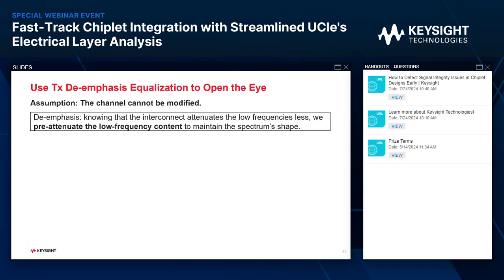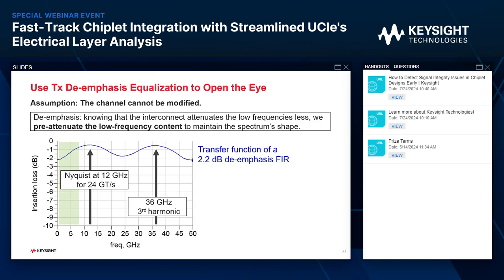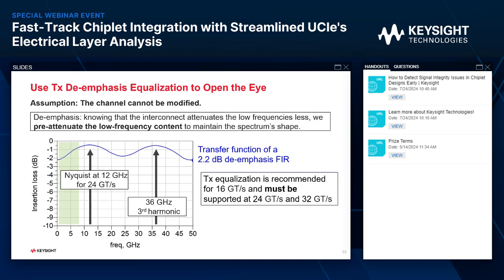What's going to happen is the transfer function of the FIR of the de-emphasis looks something like this, and on this side we are pre-attenuating the low frequency. And here's our Nyquist frequency for reference. So you can see that the emphasis is actually trying to maintain the Nyquist frequency components while attenuating low frequency. Now, TX equalization is recommended for 16 gigatransfers per second, and it must be supported at 24 and 32 per UCIe standard.